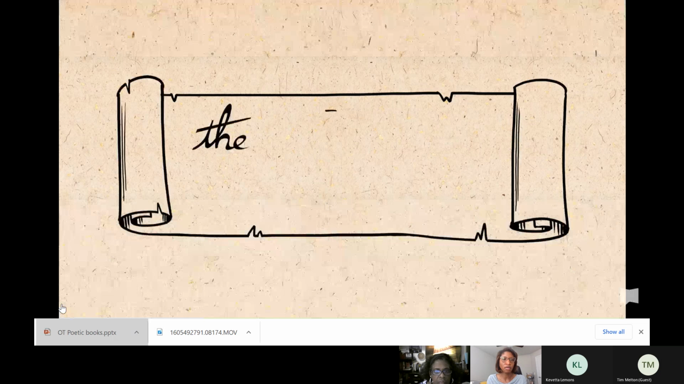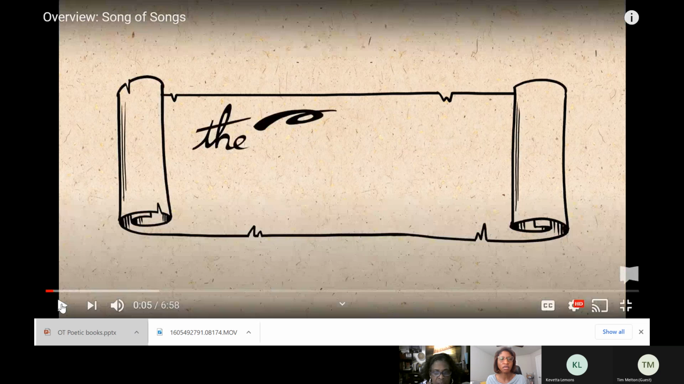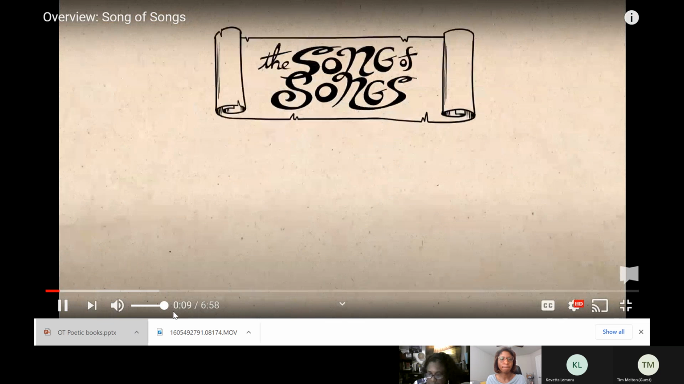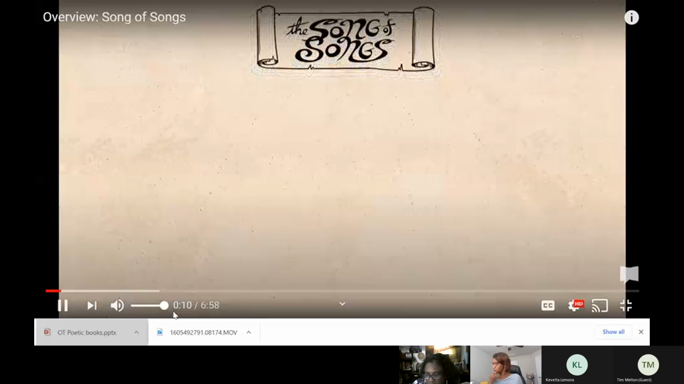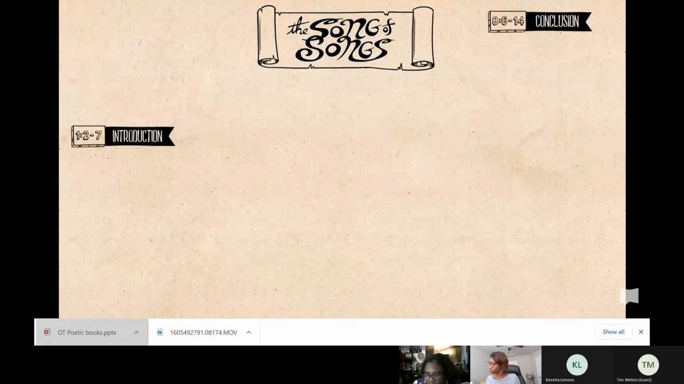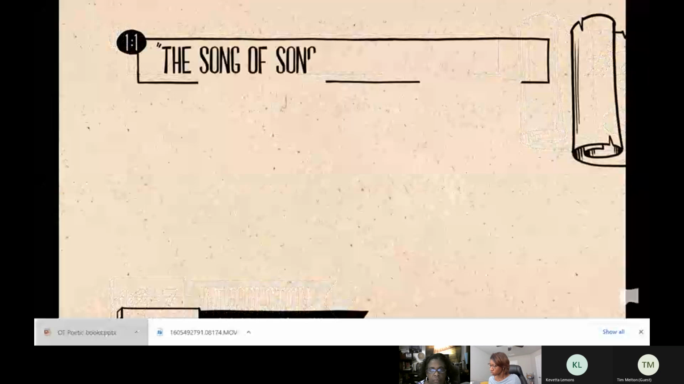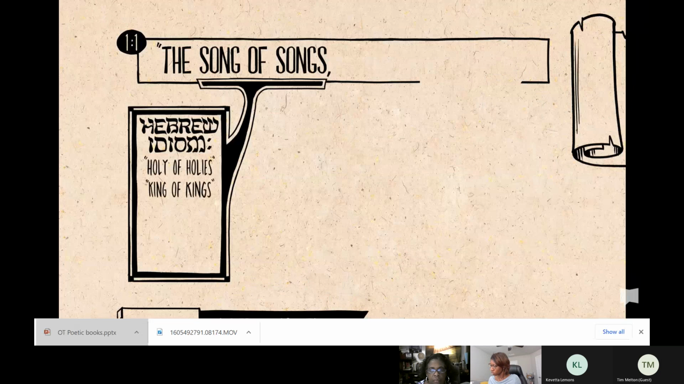The Song of Songs is a well-known but not so well understood book of the Bible. It's 8 chapters of love poetry. While there is an introduction and a conclusion, the book doesn't have any kind of rigid structure, because it's a collection of poems. They're not meant to be dissected or taken apart. They're meant to be read as a flowing whole and simply enjoyed. The first line of the book tells us that it's the Song of Songs, which is a Hebrew idiom like the Holy of Holies or the King of Kings. It's a Hebrew way of saying the greatest thing. So this is the greatest song of all songs.